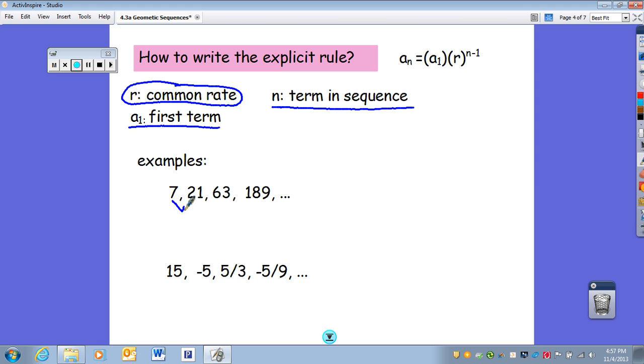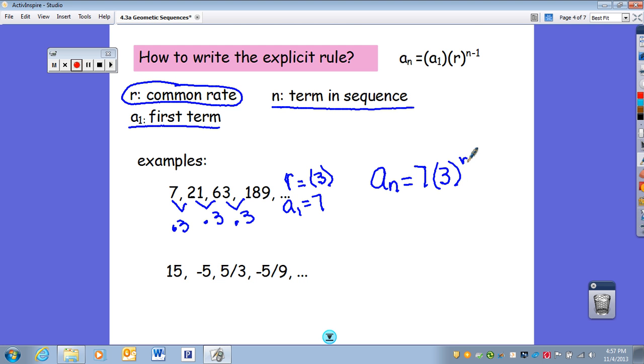First of all, I want to figure out what is my rate, or my common multiple. How am I getting from 7 to 21? I'm multiplying by 3 each time as I go into my consecutive terms of my sequence. So my rate is 3. My a sub 1, which means the first term in my sequence, is 7. So to write the rule, we have a sub n, or whatever term I'm looking for, is my first term 7 times the rate, which is 3, to the n minus 1 power.